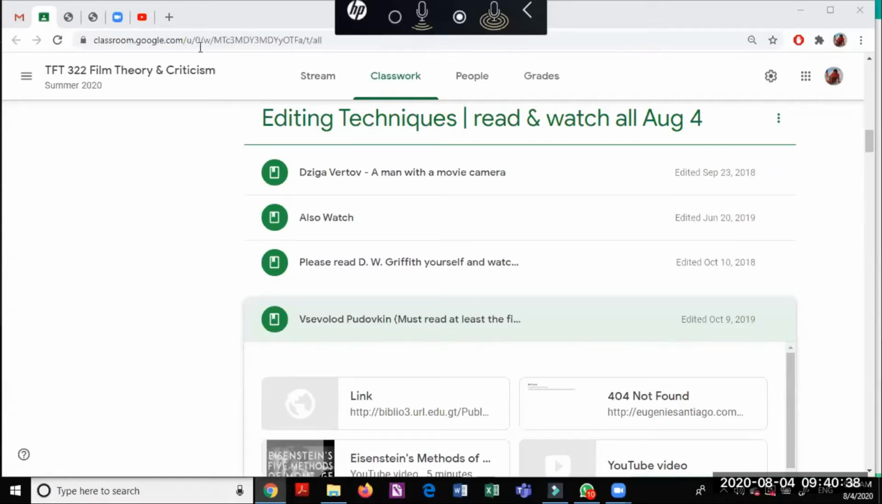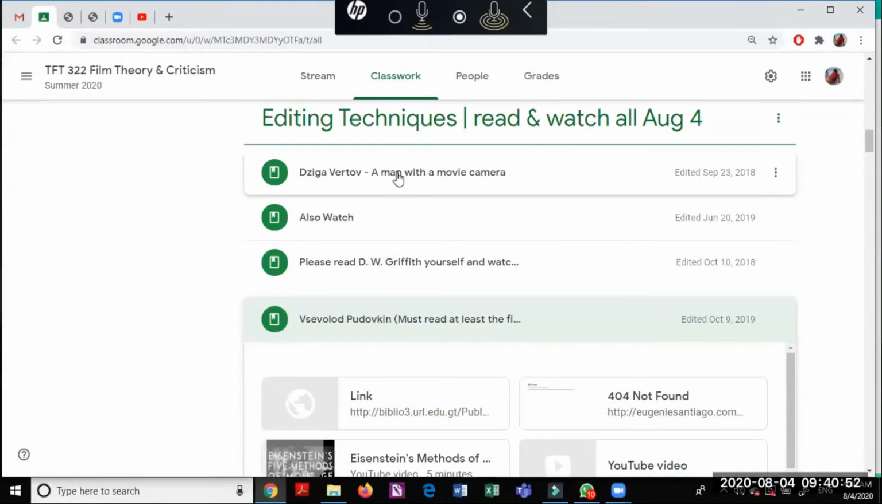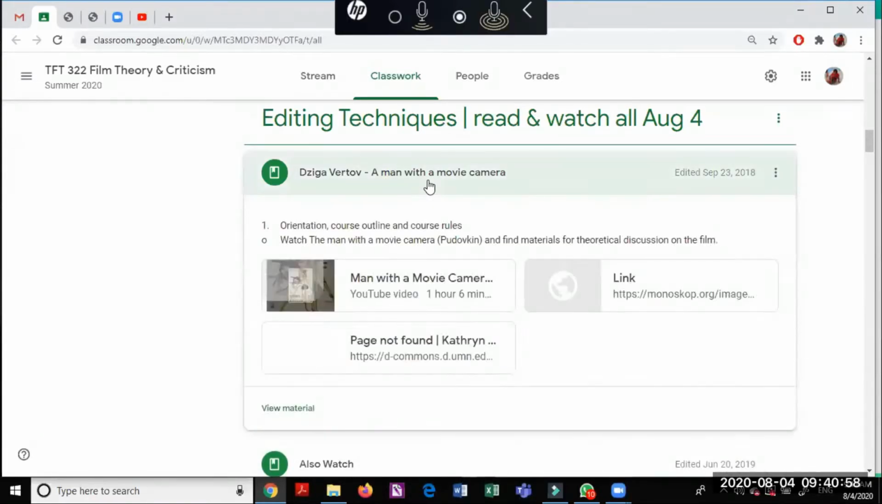So today's reading actually focuses on editing techniques. And this one, as I mentioned, is the reading that I have posted in Google Classroom. You can see a number of topics here. It says Dziga Vertov here, Man with a Movie Camera. So this is one of the oldest films.